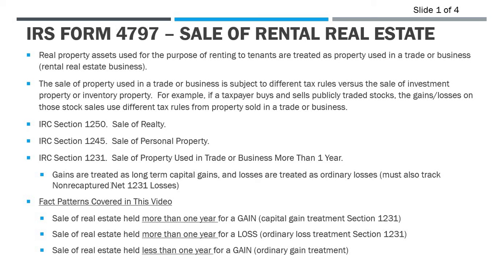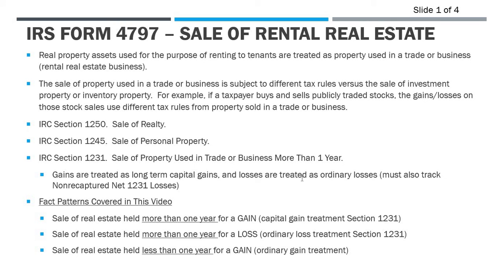Now, what's important to note, and we will talk about this later, the non-recaptured 1231 losses. So if you have a loss, and let's say 1250 property qualifies under section 1231 because we held it more than a year, but we took a loss, you get the ordinary loss treatment, but you have to track those losses going forward. The reason for that is if in subsequent years you have 1231 gains, you have to recapture some of those net 1231 losses from the prior period.